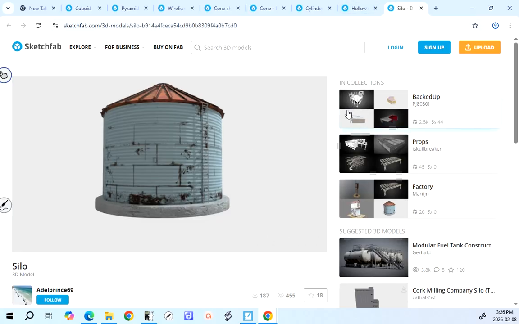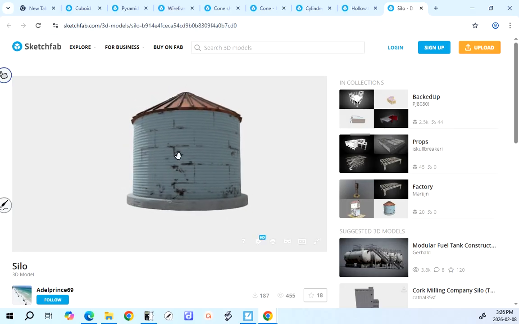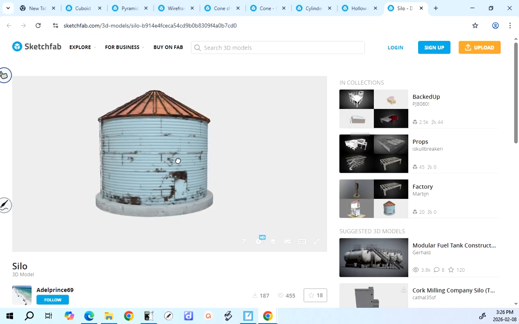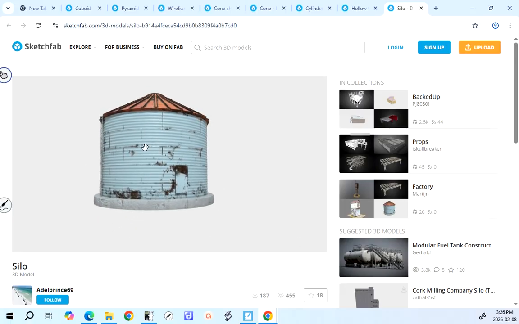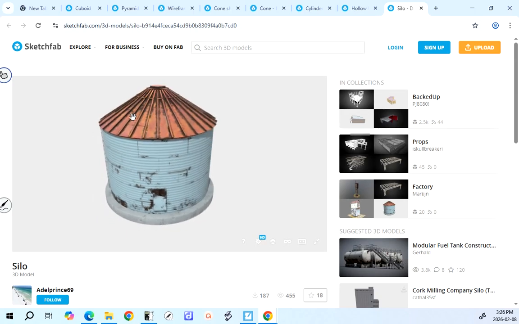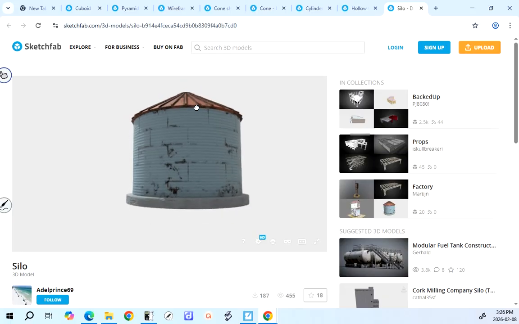So here's a silo. Bottom line is we're going to have to find the area of the side of this cylinder, not the top or the bottom. The top is covered up. The bottom, there's the bottom, but it's facing the ground, so we don't care about it. And you're going to have to find the area of the top of the cone as well, but not the bottom of the cone.